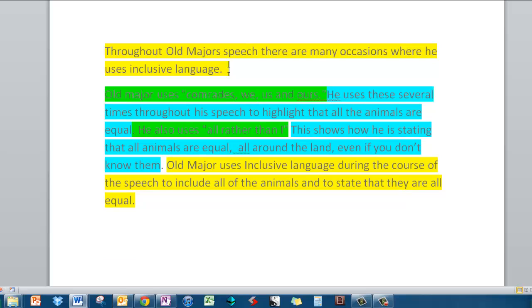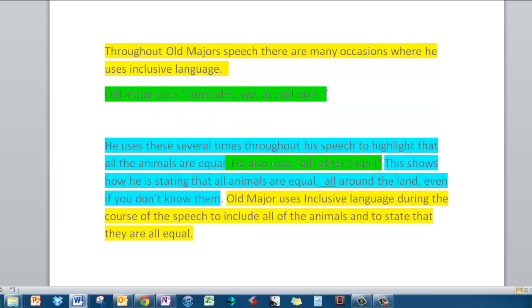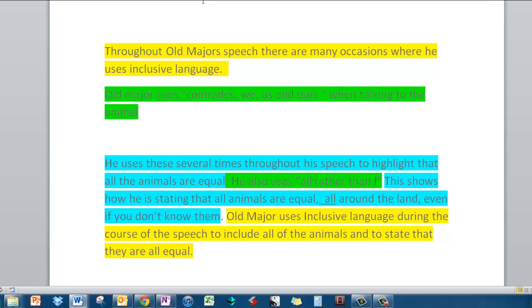Now Harry's also used: old Major uses comrades, we, us, and ours. Now the question that comes to mind is when is he using that and to whom is he using it to? So we need to be a bit clearer about that. Old Major uses comrades and we, us and ours, and we just need to add a little bit more in here. And it's probably when talking to the animals.